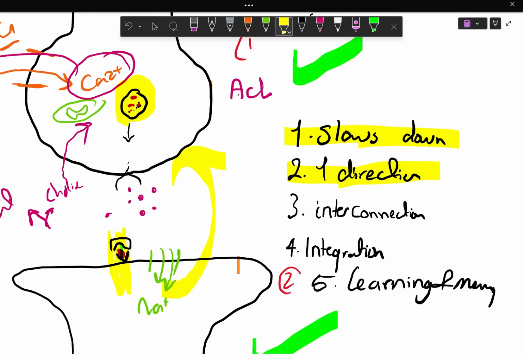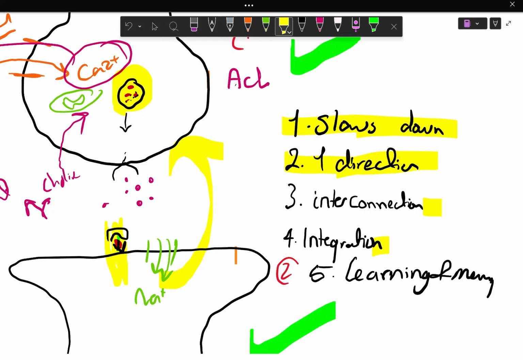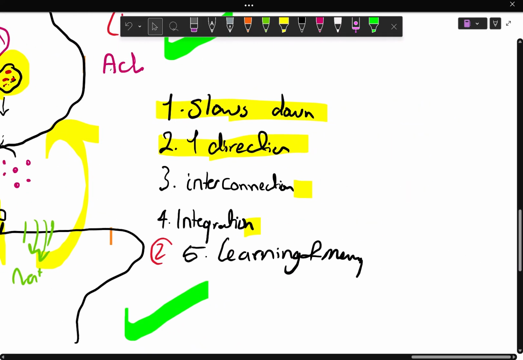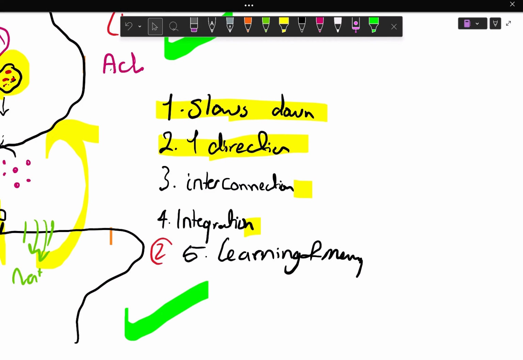Now for the two points, which are interconnection and integration. Okay, so interconnection means that you could have one stimulus that can cause multiple reactions, and vice versa. You can have multiple sensory inputs that can cause one reaction. So let's simplify this. We have two things: something called divergence, and something called convergence.